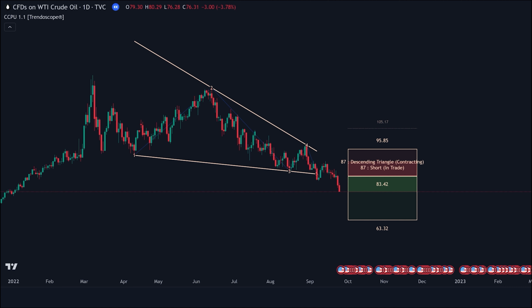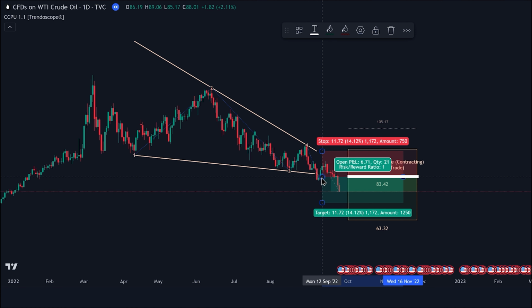In this case, the indicator has detected that the price has broken below the triangle's support, signaling a strong sell trade setup. The suggested entry point is where you would enter a short position.